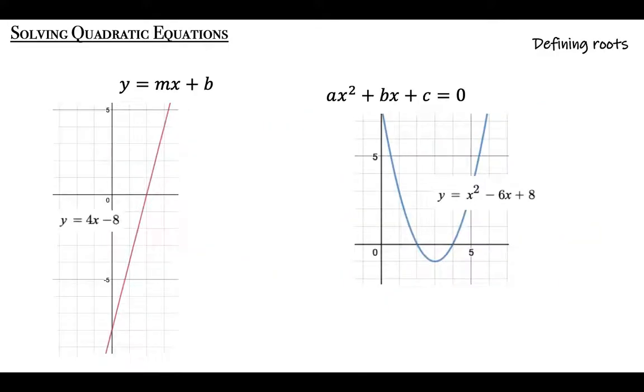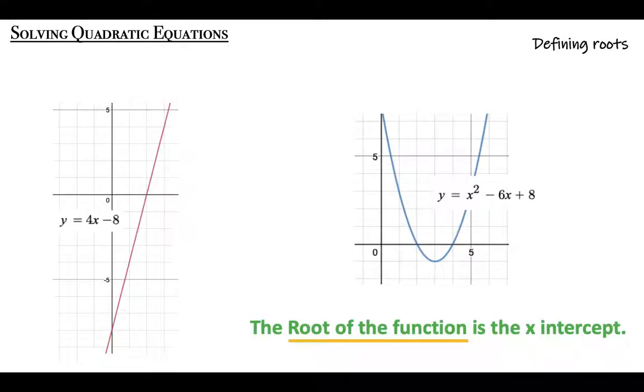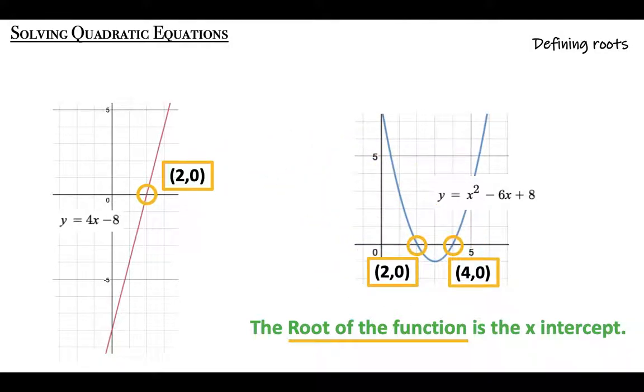First, let's look at a linear equation and a quadratic equation. On the right, you see that the red line crosses the x-axis at a certain point, and you see that the quadratic equation, ax squared plus bx plus c equals 0, crosses the x-axis in 2 points. So the definition for the root of a function is that it's the x-intercept. So we have 2 x-intercepts on this function. If we look back at the linear function, there's one x-intercept at the point 2, 0, but there are 2 for our quadratic function.